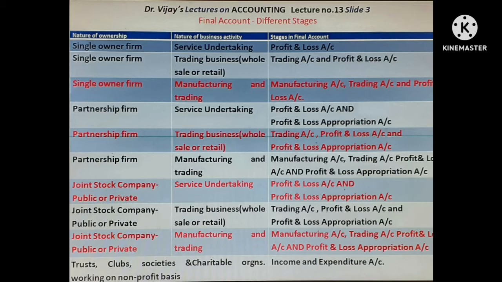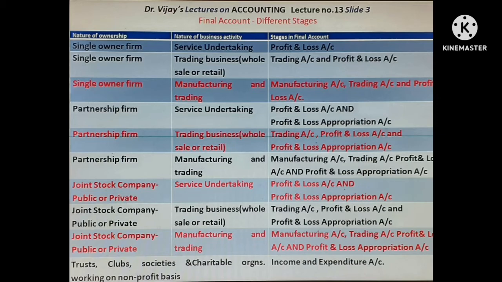In companies, its members are shareholders. Those who contribute capital are called shareholders or members. And this profit loss appropriation account is meant for showing the distribution of profit among the members and transfer of profits to different reserves, etc. Now, a joint stock company in trading business, doing wholesale or retail business, has to have trading account, profit loss account, and profit loss appropriation account.